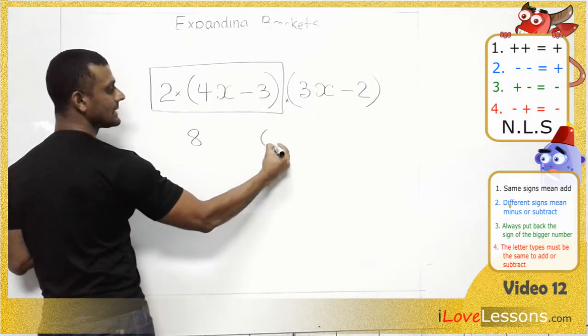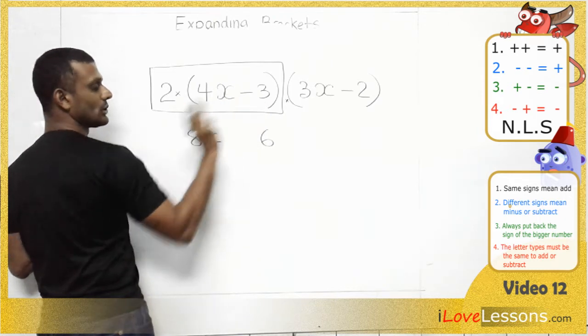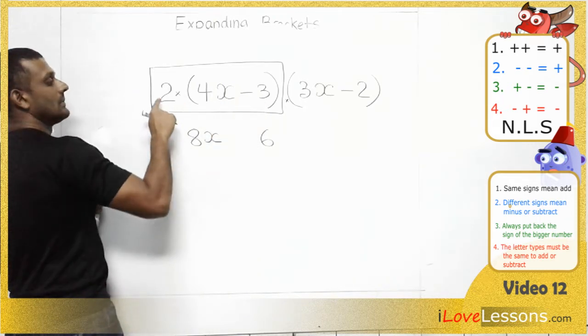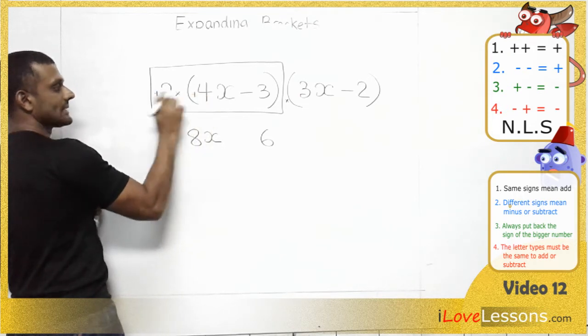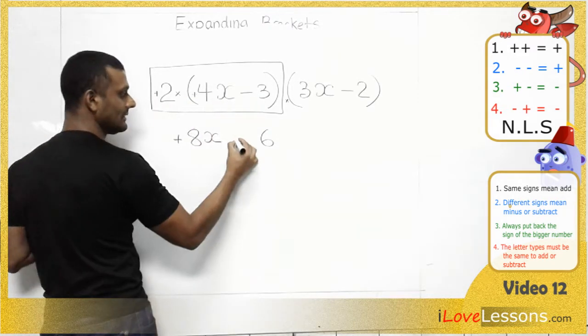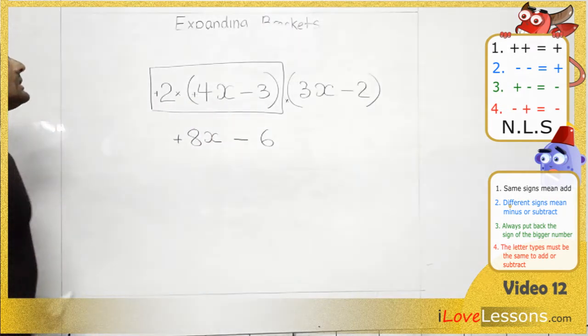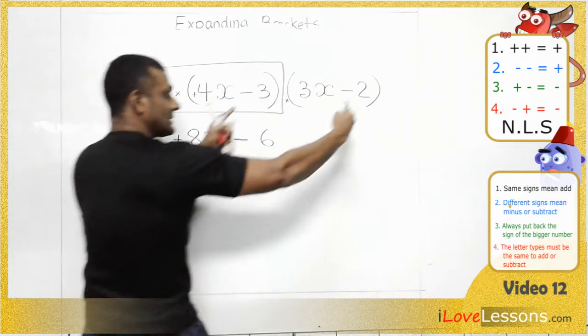2 by 3 is 6. The letter involved here is x, and there's no letter here. So, here's a positive and here's a positive. Positive by a positive is a positive. A positive by a negative is a negative. Now, we have to take this answer, the one we just got, and multiply by this.